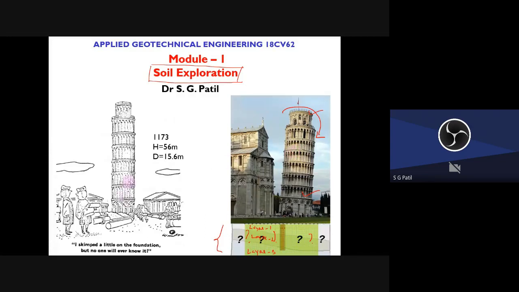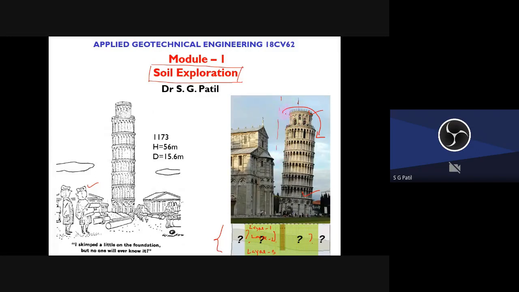Before construction, the Tower of Pisa was like this. In the figure, the architectural engineer is telling his colleague, "I skimped a little on the foundation, but no one will ever know it." So what he's saying is, I have saved some money by avoiding proper soil exploration. That was the plan. Due to that, a few years later, the structure is leaning.